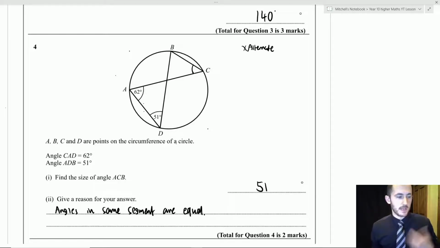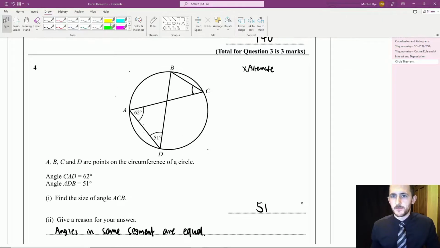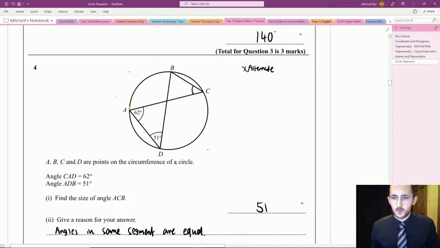Okay. And just to explain that, hopefully that makes sense. First of all, it's going to be angles in the same segment because there's no tangent. For the alternate segment theorem, you have to have a tangent. So the question is, why is it 51 and not 62? Well, they're made from the same segment, right? Now, the segment, actually, let me use a different color just to make this clear. The segment we're talking about is this segment here.